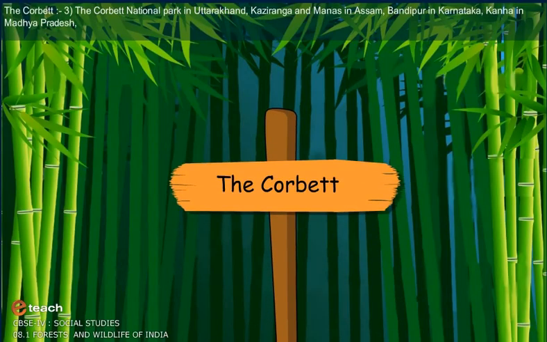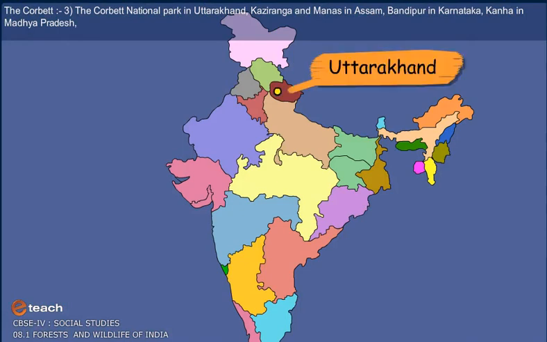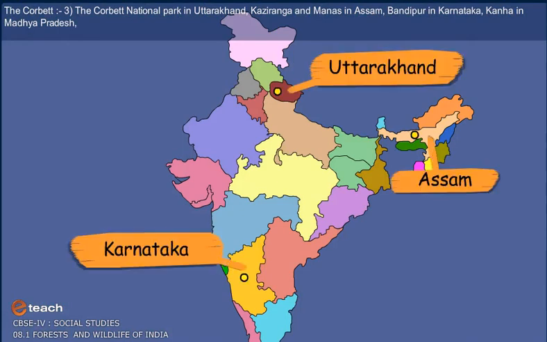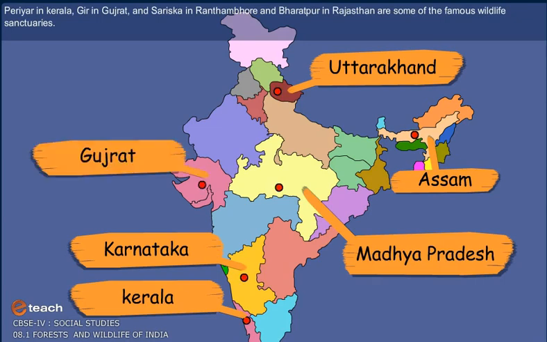The Corbett National Park in Uttarakhand, Kaziranga and Manas in Assam, Bandipur in Karnataka, Kanha in Madhya Pradesh, Periyar in Kerala, Gir in Gujarat, and Sariska and Ranthambore and Bharatpur in Rajasthan are some of the famous wildlife sanctuaries.